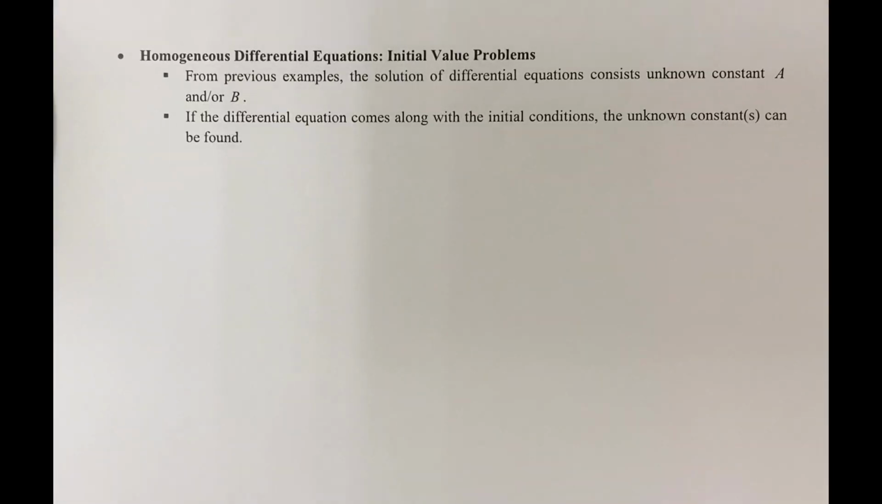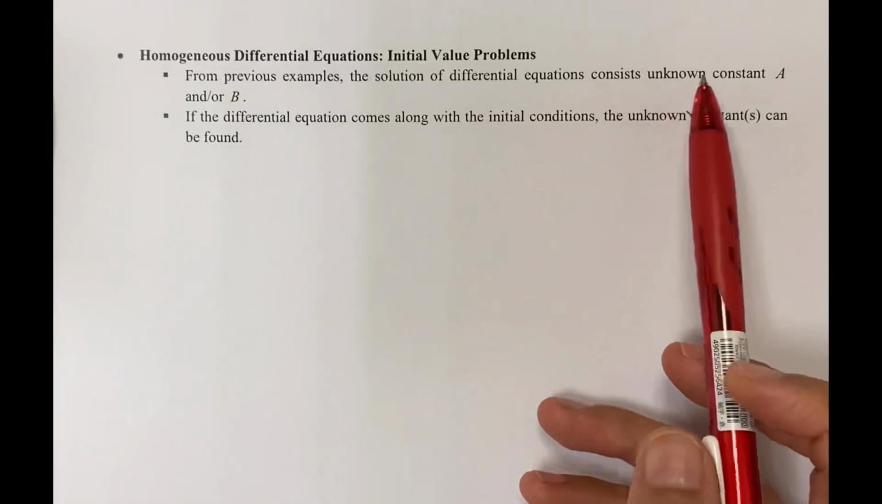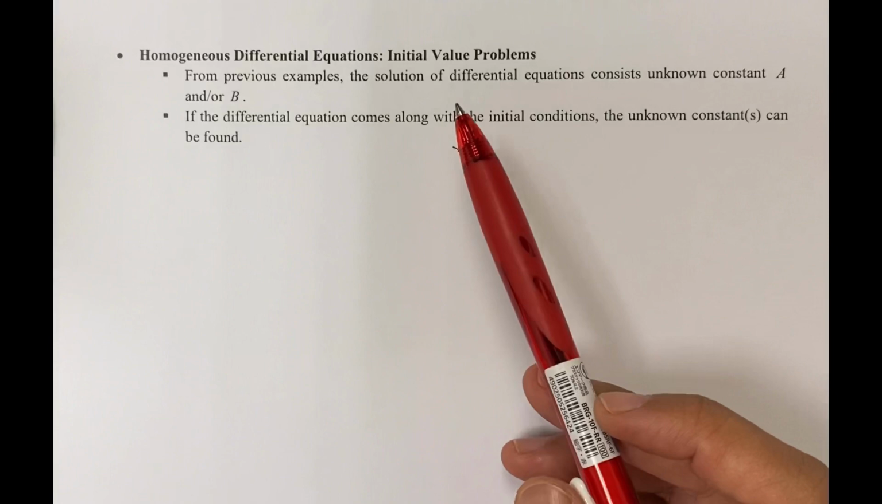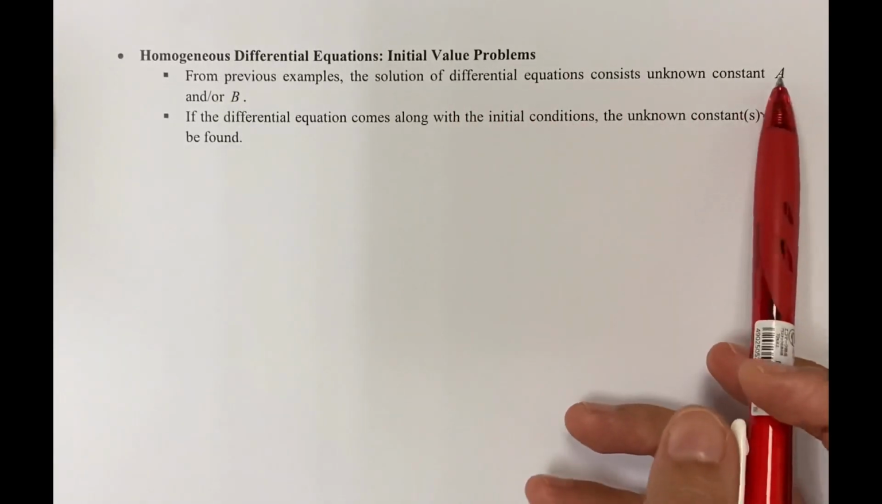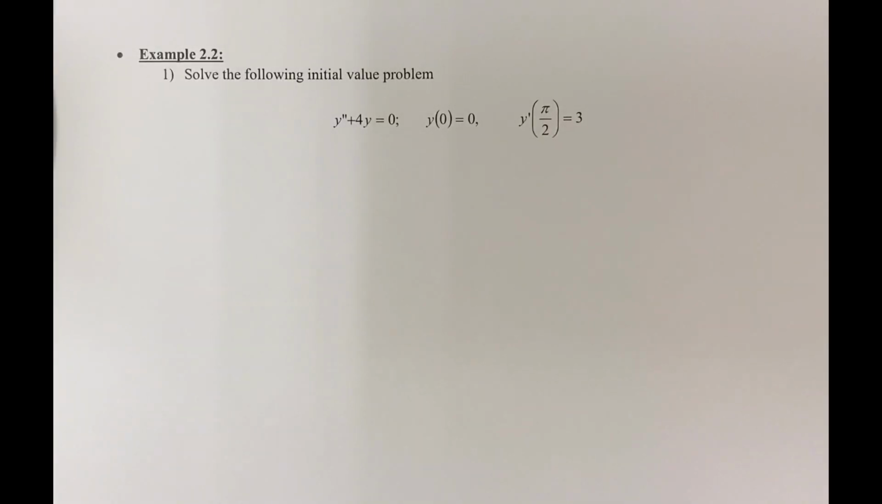Okay, so from previous example, the solution of differential equations consists of unknown constants A and B. So now if you have an initial value problem, you can find what is the A and B value. In example 2.2, we will try to solve three initial value problems. Okay, we start with the first one. Solve the following initial value problem: y double prime plus 4y equal to 0.